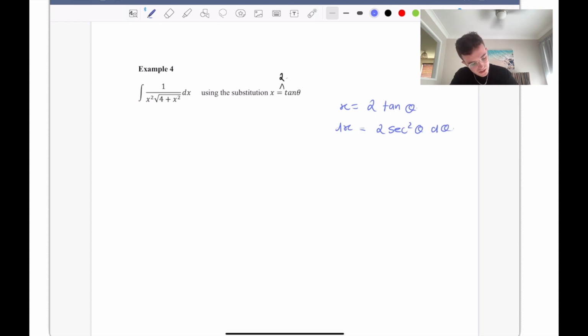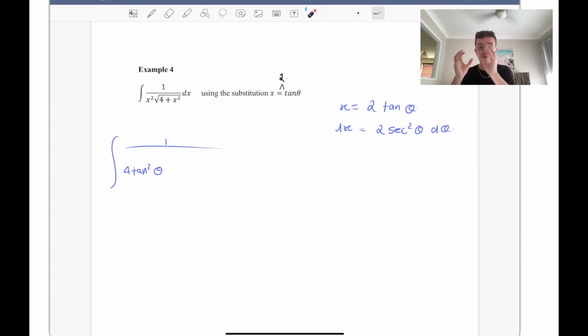So if we have a go at integrating this, it's going to equal, well, 2 tan of theta squared is 4 tan squared of theta. So this is the integral of 1 over 4 tan squared theta. Now, 4 plus x squared is going to be 4 plus 2 lots of tan of theta all squared, which is 4 plus 4 tan squared theta, which is 4 sec squared theta. And if you square root 4 sec squared theta, you get 2 sec theta. So this is times by 2 sec theta.